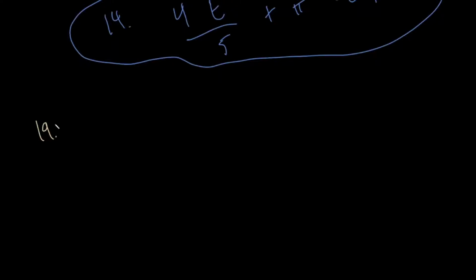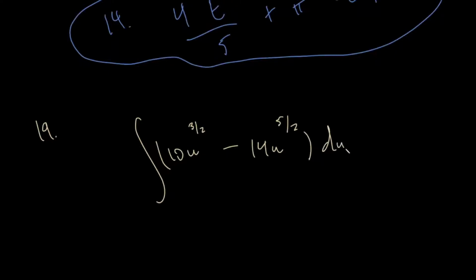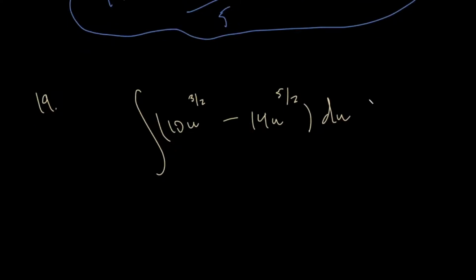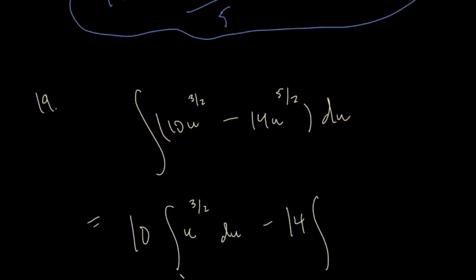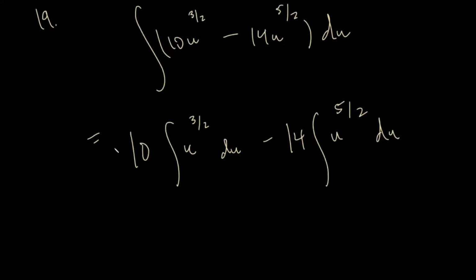(10u^(3/2) − 14u^(5/2)) du. So this would be expressed as 10 integrals of u^(3/2) du minus 14 antiderivatives. Antiderivative and indefinite integral mean the same thing. u^(5/2) du. So I want to increase these exponents by 1, so this becomes 5/2. u^(5/2), oops, not 52.